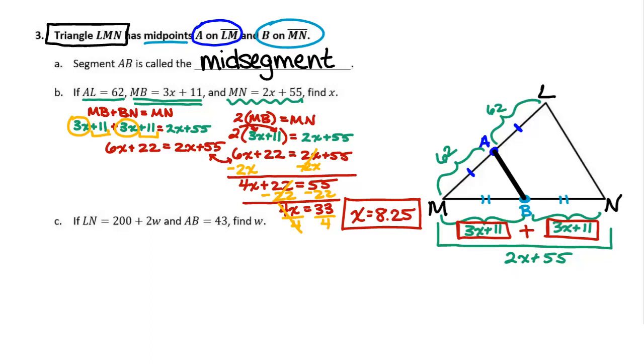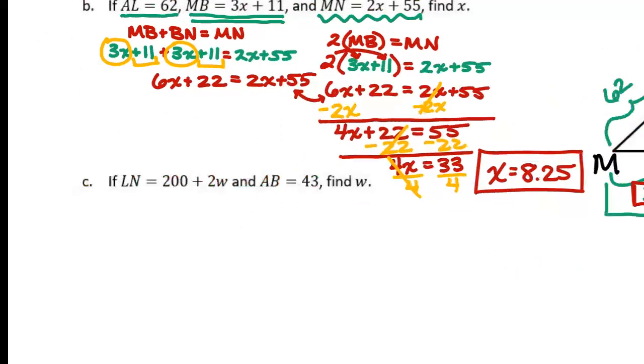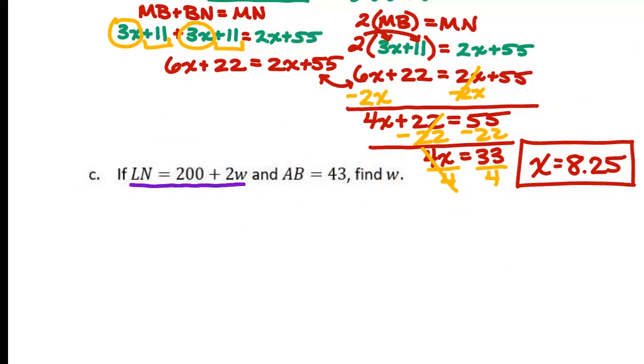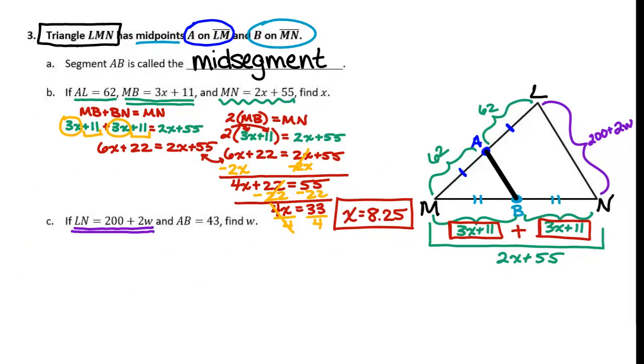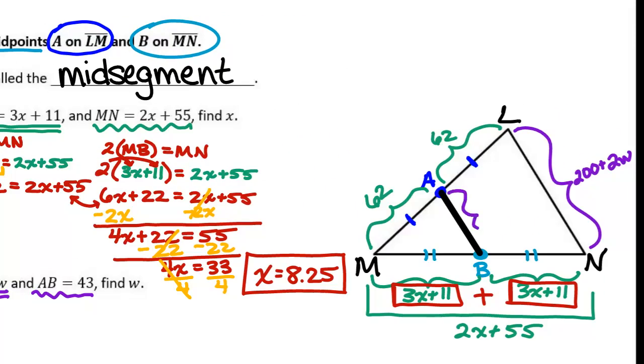All right. Part C, last part of this question. We have LN is 200 plus 2w. That's this piece right here. And then AB is 43. What did we call segment AB again?